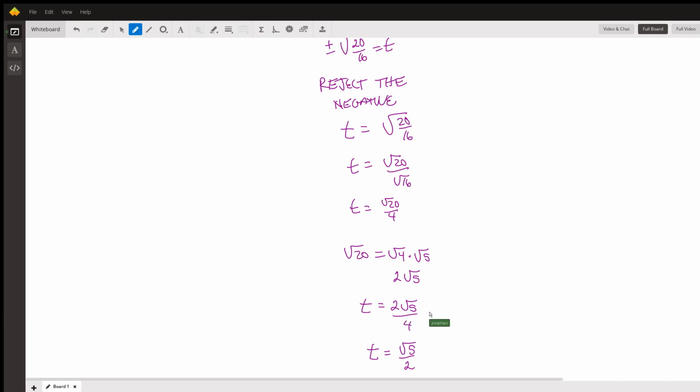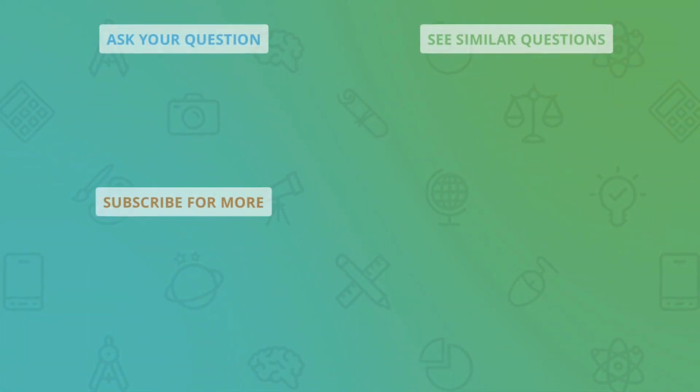Now I look at my numbers that are not underneath a square root sign, which is 2 and 4, and they could be simplified. They both can be divided by 2, so the 2 gets canceled out, or you could say it became a 1. Square root of 5 we leave alone, and then we divide 4 by 2, and we get 2. So our answer is t equals the square root of 5 over 2.